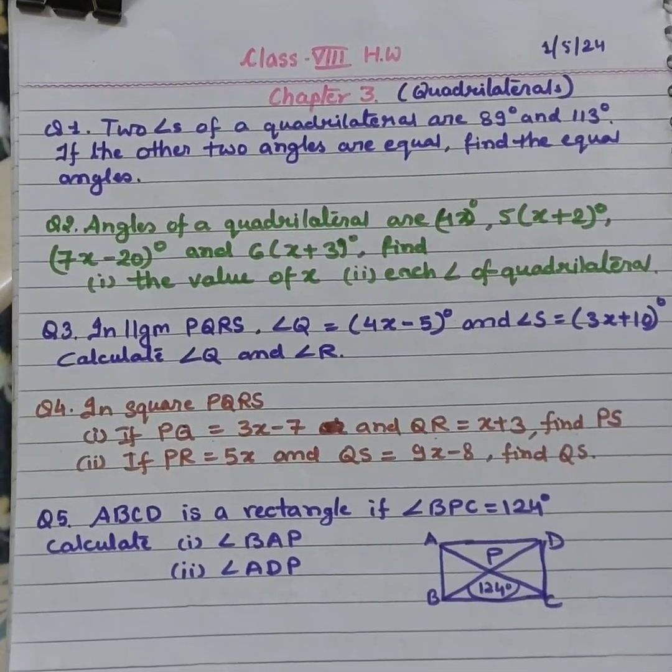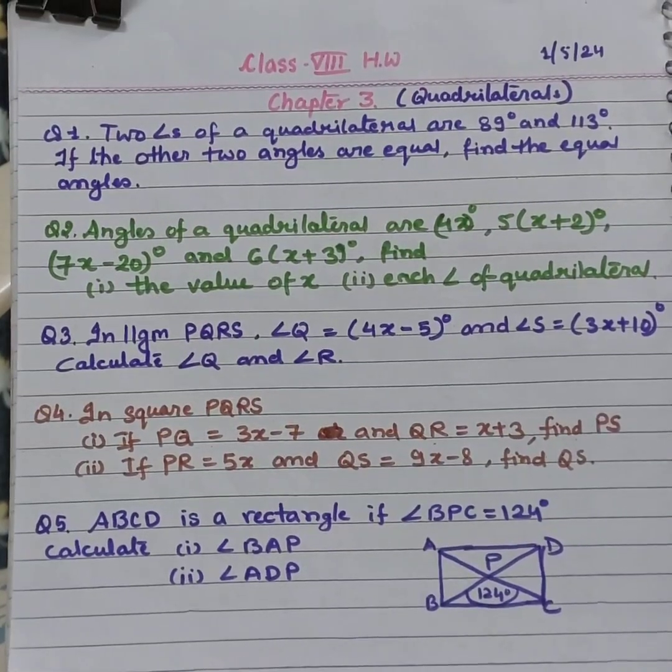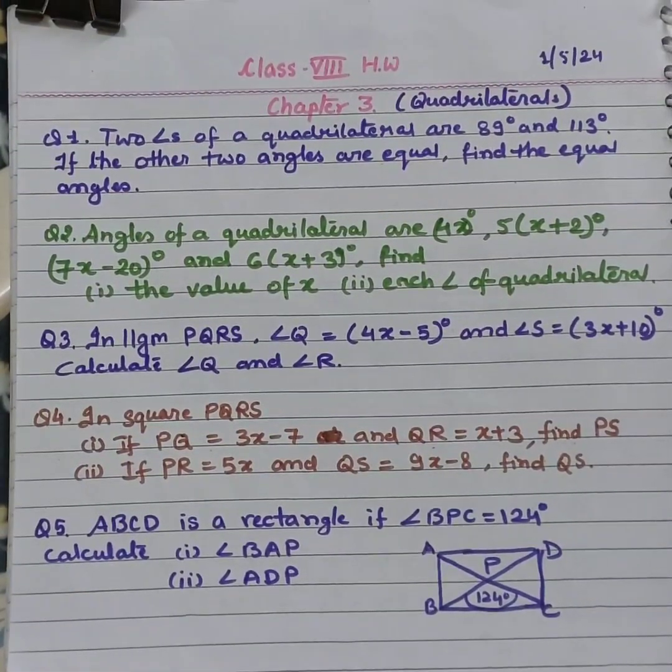Okay, dear children, this is class 8. I have given you the homework, chapter 3, quadrilaterals. I hope that all of you remember the properties of quadrilaterals. So the first question is based on that only. Two angles of a quadrilateral are 89 degrees and 113 degrees. If the other two angles are equal, find the equal angles.